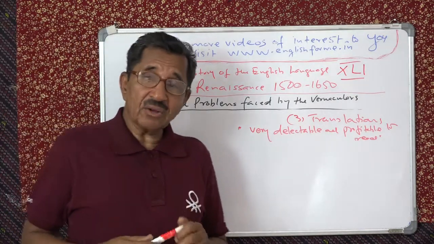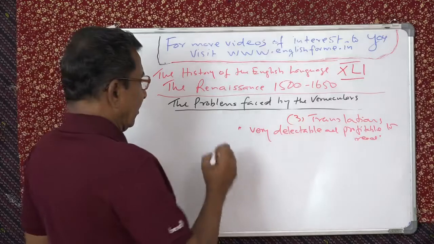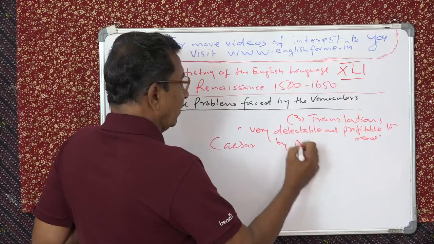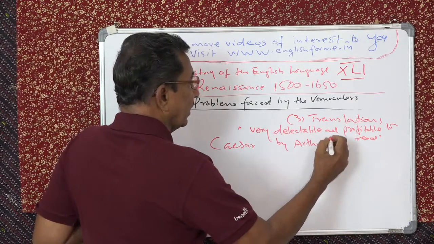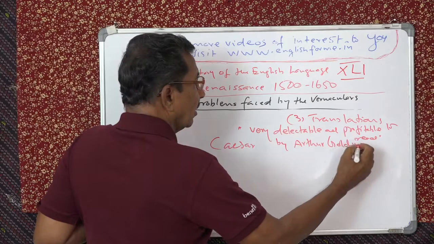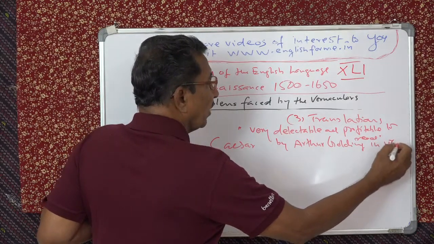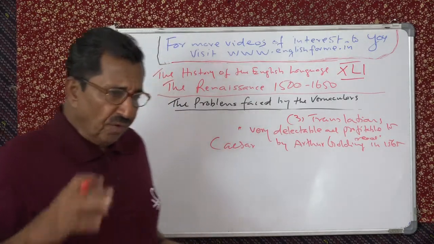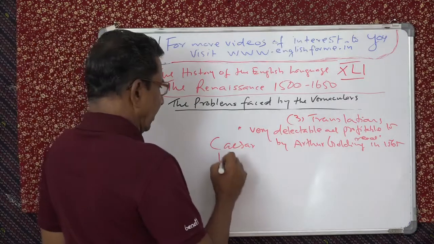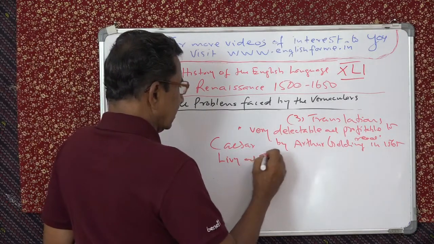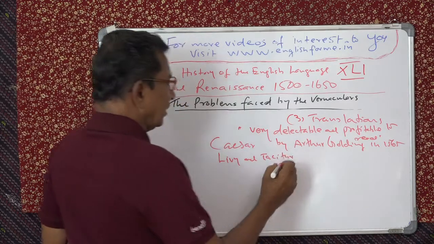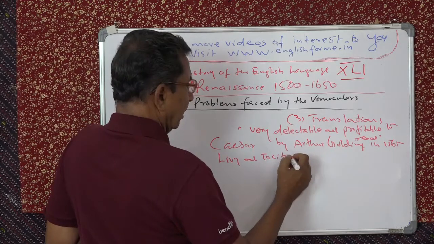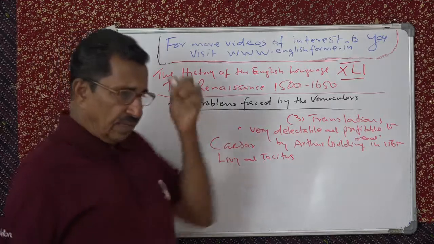Caesar was translated by Arthur Golding in 1565. Livy and Tacitus were translated before the end of the 16th century.